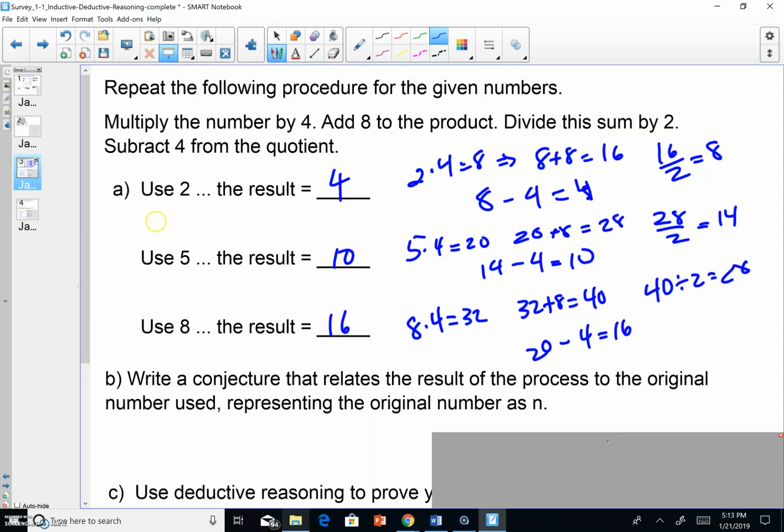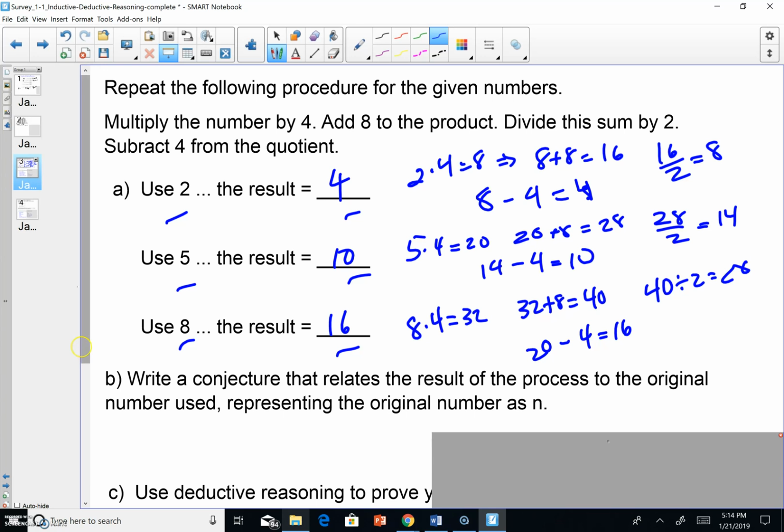Okay, so started with 2, got 4. Started with 5, got 10. Started with 8, got 16. Are you seeing a pattern? Well, the next step says write a conjecture. Look for the generalization that relates the result to the original number. So 2 going to 4, 5 going to 10, 8 going to 16. What could you do in each of those cases to get that answer? Put it in terms of n. What do you get?